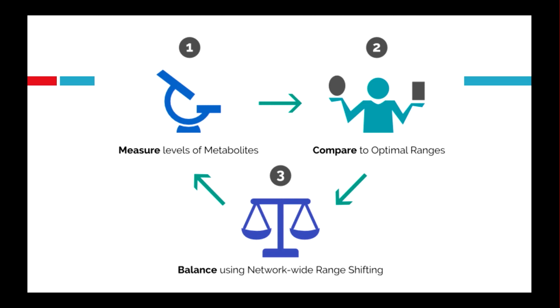Now, this is a simple graphic: measure the levels of metabolites compared to optimal ranges and balance using network-wide range shifting. In other words, I cannot just give you testosterone alone. I have to look at all your other hormones, because if you touch one node, everyone else will move. Same thing with your nutrients, right? You cannot overdose on vitamin E, because everything else in that particular network will have to be moved.